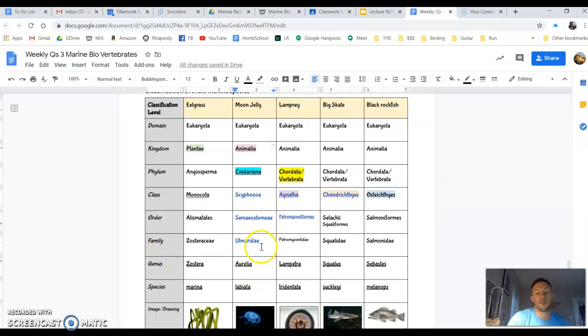Above the genus is the family, then the order, the class, the phylum, the kingdom, and then finally the domain, and then above domain would just be one category, life. Okay.